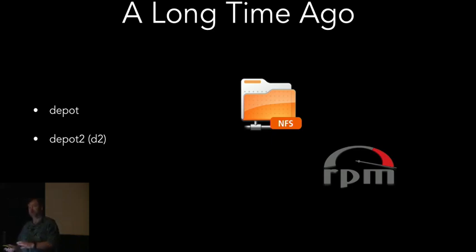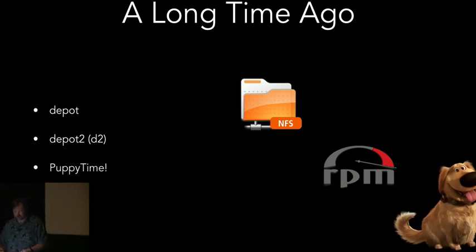D2 was a package deployment system built on RPM, of course, because it was a Linux tool. But then in 2002, when OS 10 came to Pixar, we adopted D2 and started doing package management with RPM on the Macs, which was interesting, but it worked for the most part. But it didn't do any PKG handling, because RPMs are not PKGs. So we wrote another tool called PuppyTime that took care of installing PKGs.